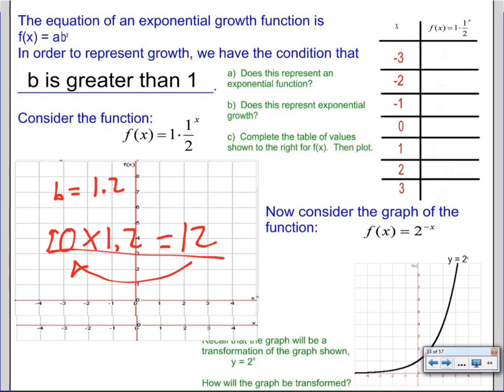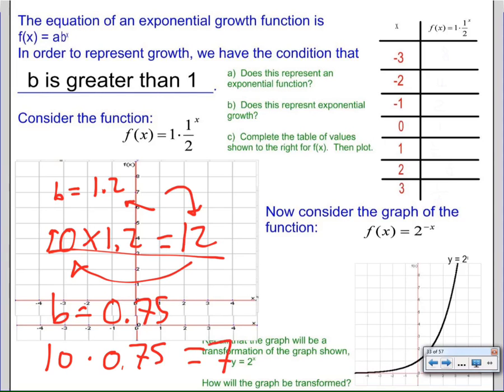12 is bigger than 10. So when you multiply by 1.2, you end up with a larger number. Now, if b was 0.75, and we multiply 10 times 0.75, we end up with 7.5. We notice now we ended up with a number that's smaller than 10. So if we multiply by numbers smaller than 1, we end up with smaller results. If we multiply by numbers bigger than 1, we end up with bigger results.